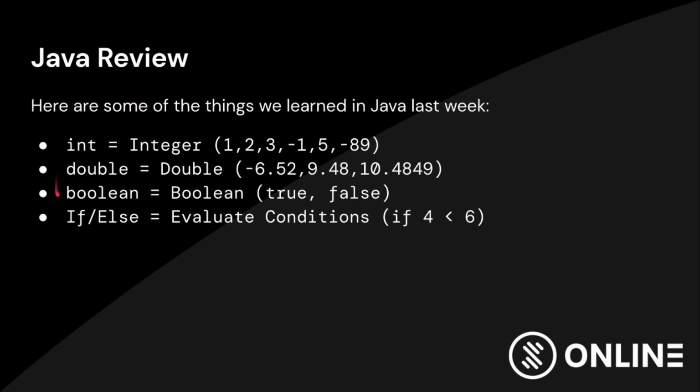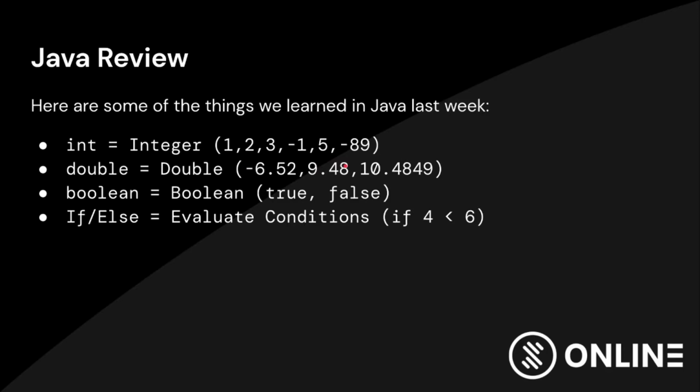So here are the 3 main variable types that we talked about last week. We've got integers, doubles, and booleans. Integers are 1, 2, 3, -1, 5, -89. So basically any numbers that don't have decimals at the end. They can be positive or negative.